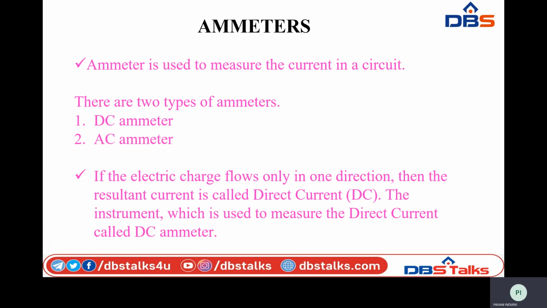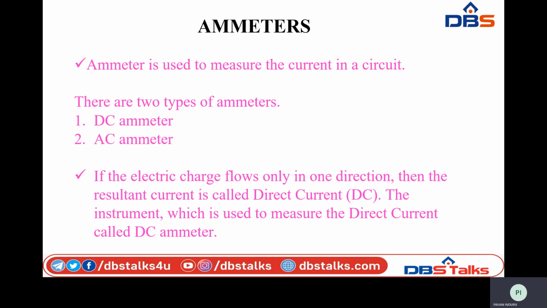An ammeter is an instrument which is used to measure the electric charge flow, that means the charge which is flowing across the terminals. That is nothing but electrons. So the flow of electrons is nothing but the current. That means it is a device which is used to measure the current in a circuit. Based on whether the current is direct current or alternating current, we have two types of ammeters: DC ammeter and AC ammeter.